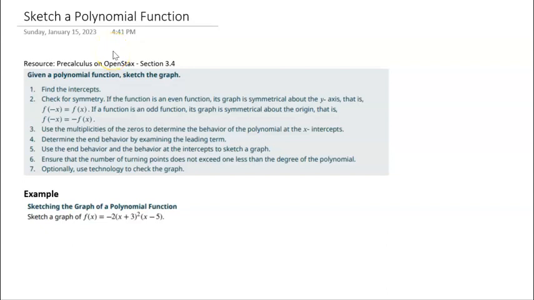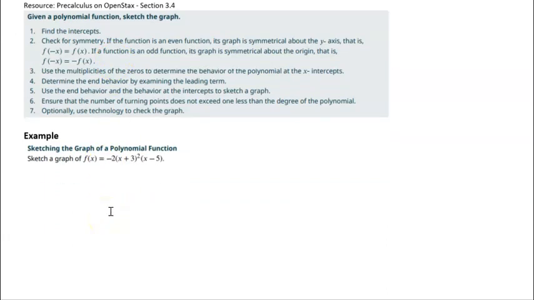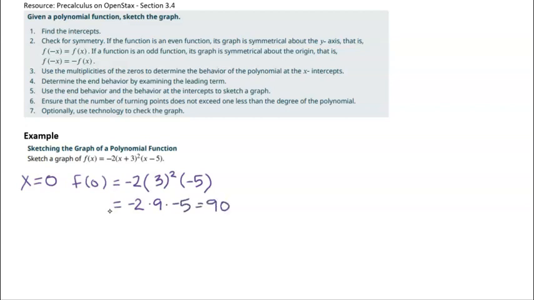In this video, we're going to be doing an example of how to sketch a polynomial function. I do have some steps here for us that we are going to go through as we work through this example. The first thing we're going to do is find the intercepts. So let's first plug in x equals 0. F of 0 would then give me -2 times 3 squared times -5. -2 times 9 times -5 gives me 90. Wow.